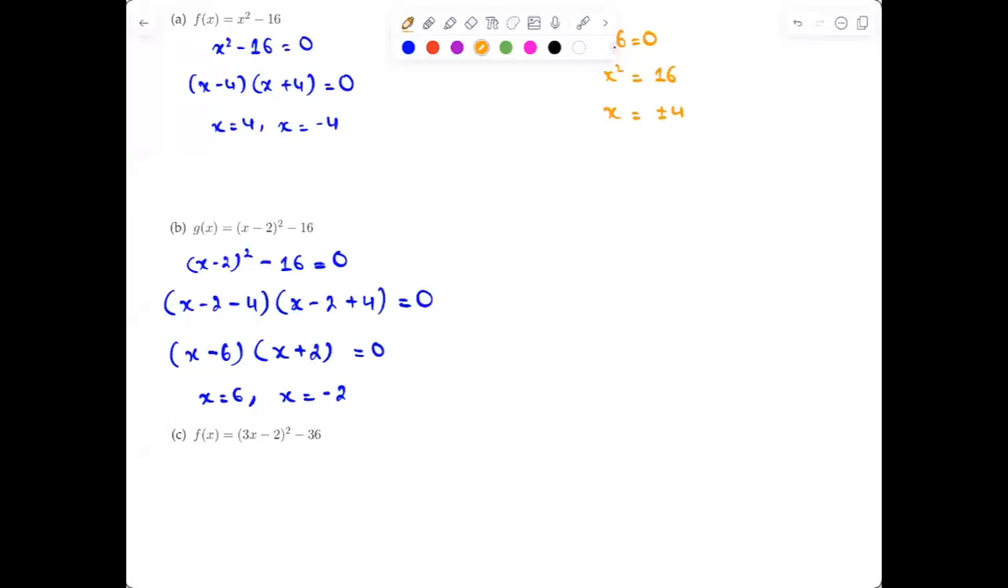Again, there's another approach that you can do. That is to move negative 16 to the right-hand side. You get (x minus 2) squared equal to positive 16. And then you take the square root on both sides of the equation. You get plus or minus 4.